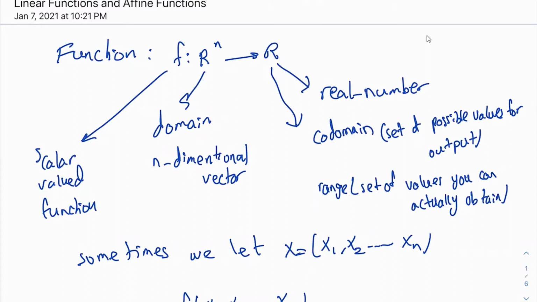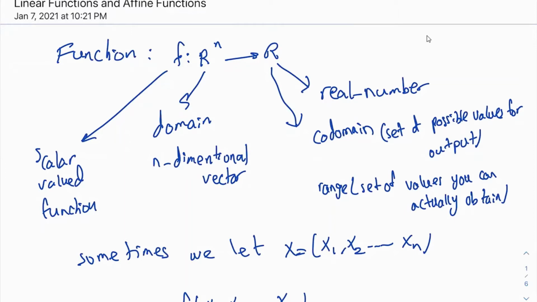A function is usually denoted by the letter f. Its domain is R^n, the set of n-dimensional vectors. We defined that in the last video. If you have not watched the last video, please go ahead and watch it. I will put a link in the description. So this is the domain of a function, and the R here is the codomain.